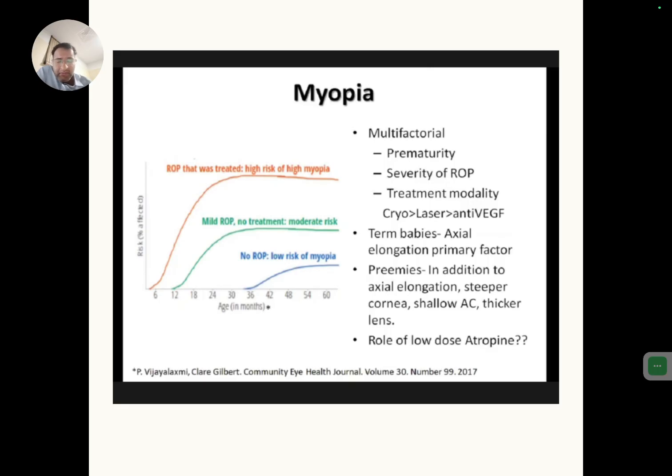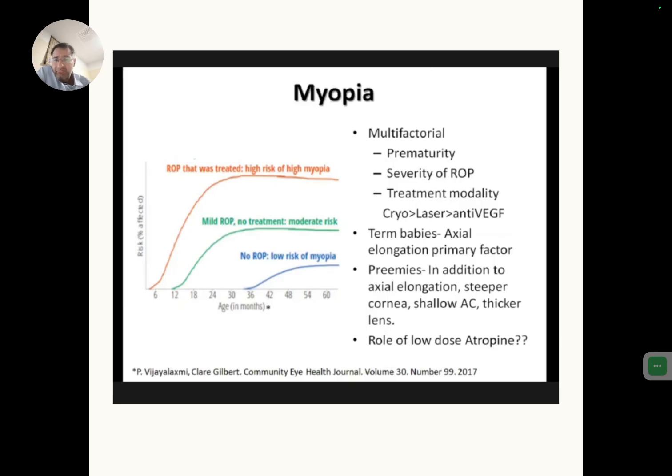It's because of the prematurity, the severity of the ROP, and it depends on the treatment modality also. Cryo induces more myopia than laser, which in turn induces more myopia than anti-VEGF. In term babies, axial elongation is the primary factor responsible for myopia, but in preterms it's multifactorial, as we have seen. In the preemies, in addition to axial elongation, what else is there? The cornea is steeper, there is a shallow anterior chamber, and a thicker lens. So all these also contribute to myopia.